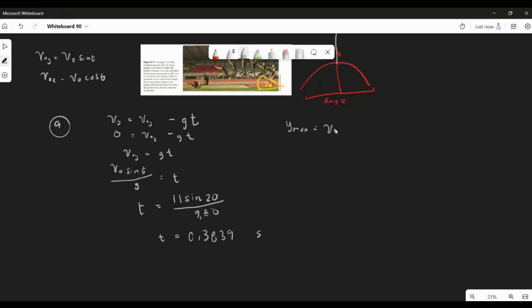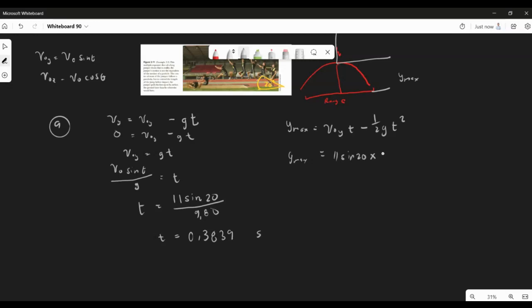So if you recall, it's VOY T minus a half G T squared. Now, obviously, you guys are going to put a plus, but this is the way I always keep it like this. It's just easy for me to remember. So Y max we're looking for, and Y max is obviously this total distance here. That's exactly the same as the one-dimensional thing. But VOY, we know what it is here. It's 11 sine 20.